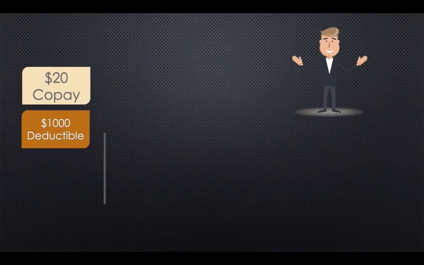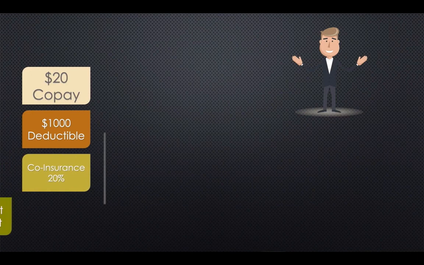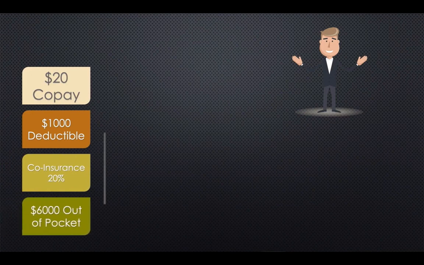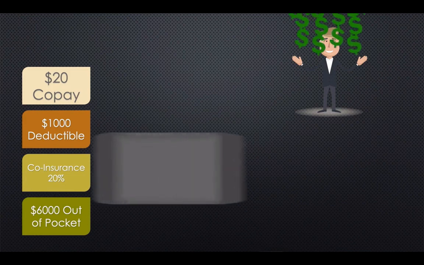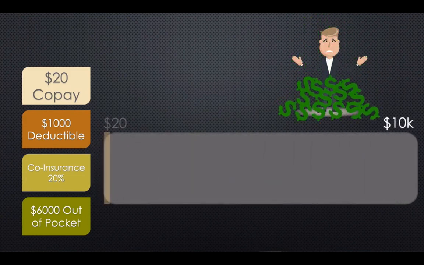Now, let's go through a big picture example so we can put it all together. This sample insurance plan has a $20 copay, a $1,000 annual deductible, a 20% coinsurance after deductible, and a $6,000 out-of-pocket maximum. So say your insurance plan has just started. You have paid nothing toward deductible or out-of-pocket yet. If you have a medical visit that costs $10,000, you would pay your $20 copay at the visit.